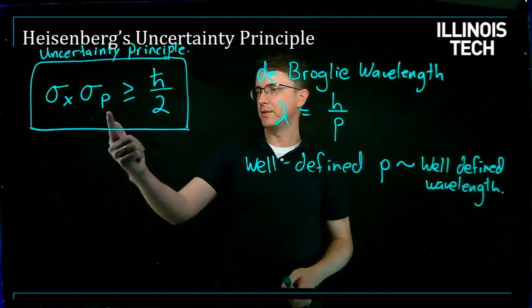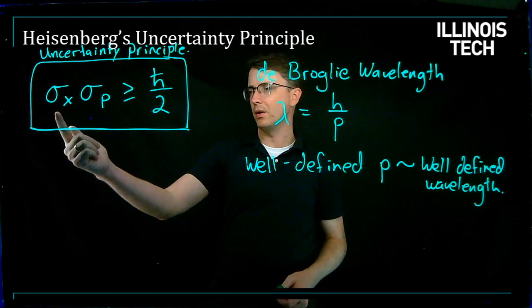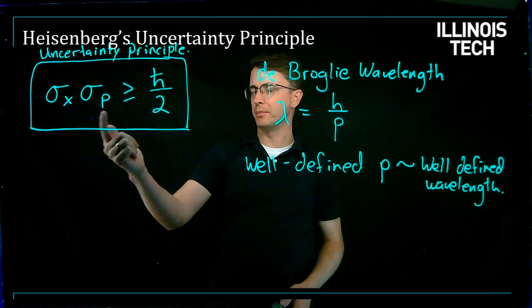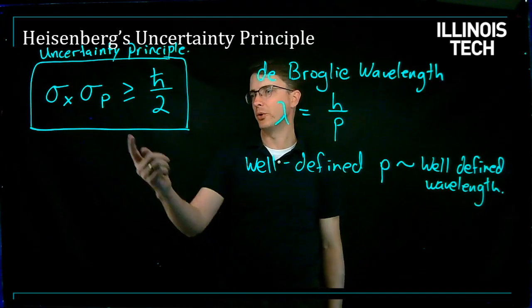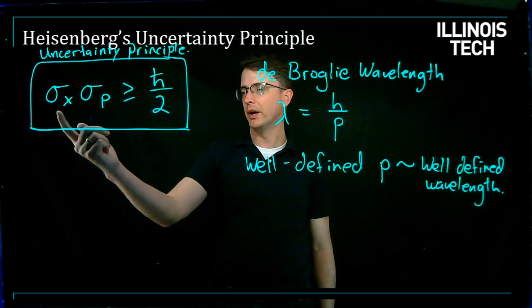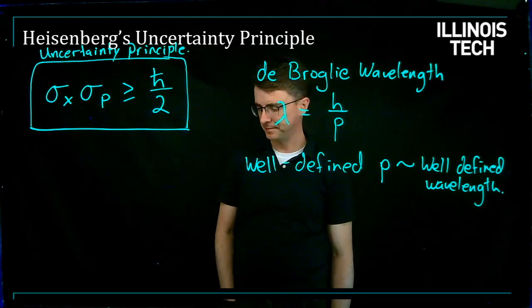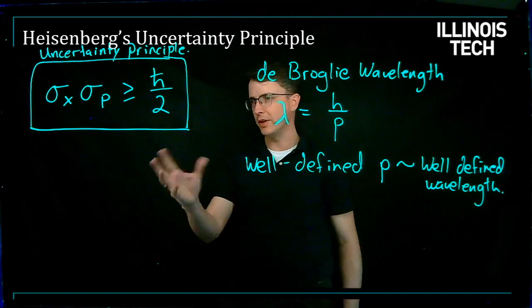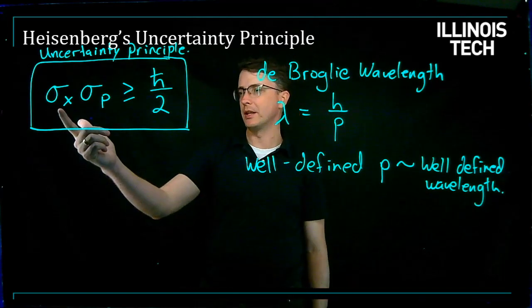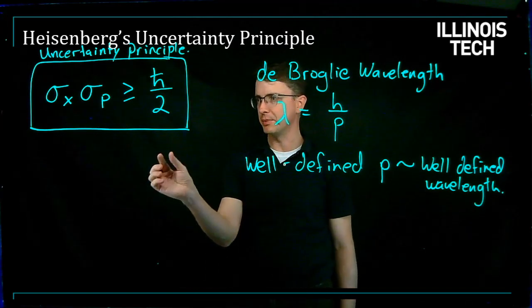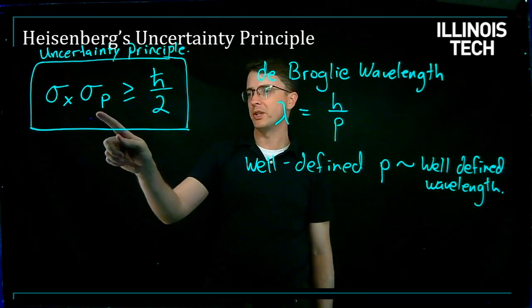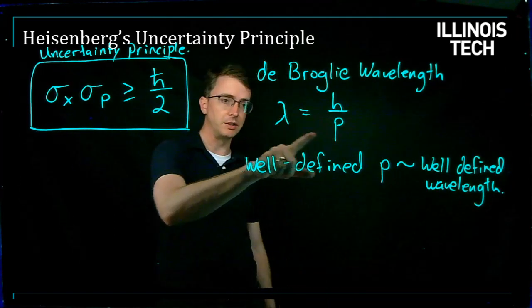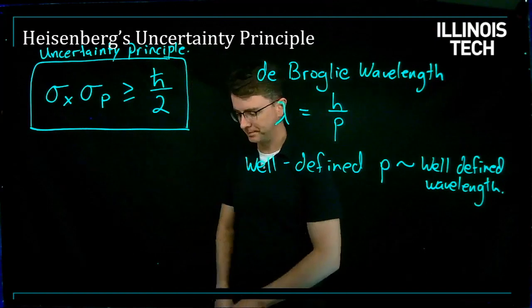Another way of saying this is if you know the position really well, I don't know the wavelength of the particle very well. And if I know the wavelength of the particle really well, I don't know the position very well. There's where you're seeing the wave-particle duality. x is like position; something which has a well-defined position is like a particle. Something which has a well-defined wavelength, which is related to momentum, is like a wave.